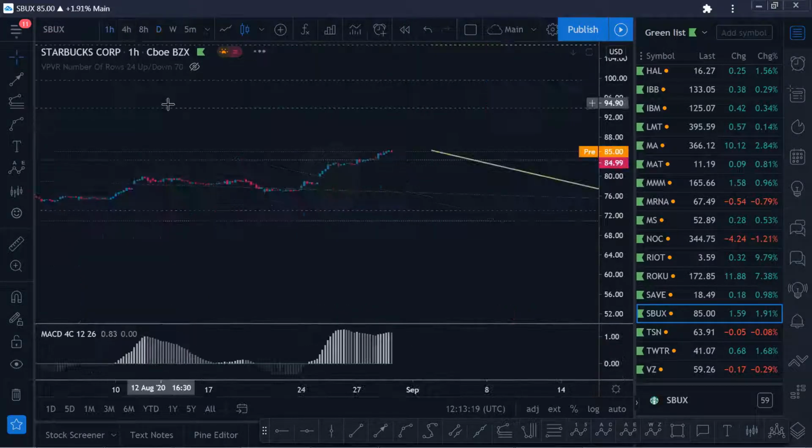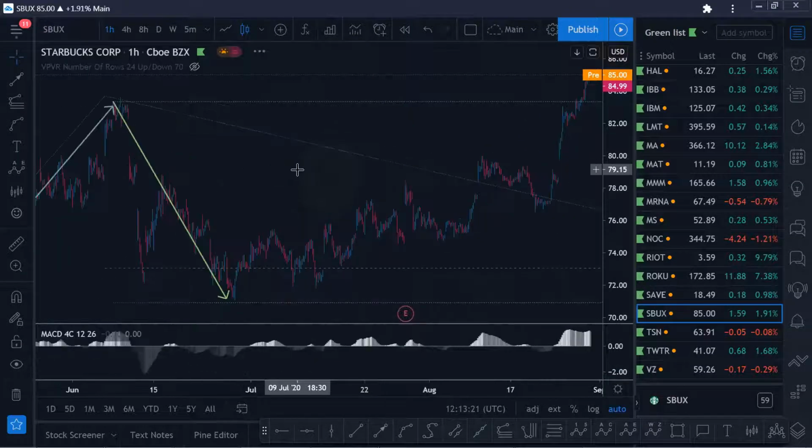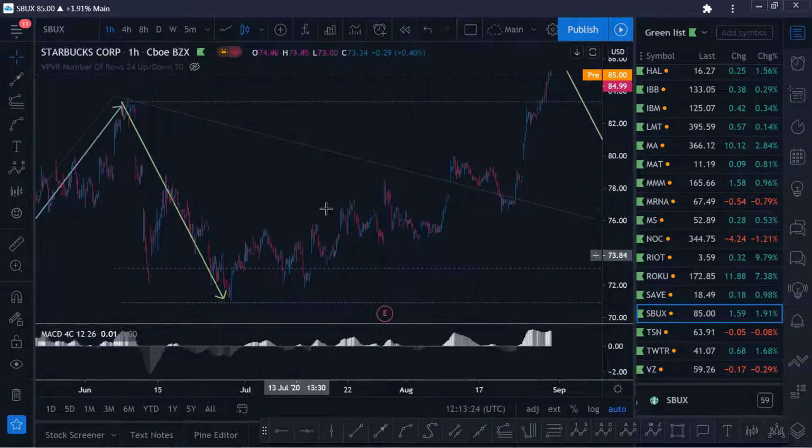Going into the lower time frames, you'll see there's quite a decent corrective structure within this B wave, where you see a lot of choppiness in the middle here.